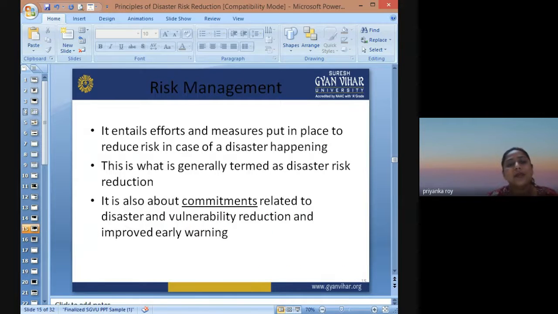Disaster risk management is an essential effort for measures put in place to reduce the risk in case of a disaster happening. This is generally termed disaster risk reduction, and is about the commitment related to disaster vulnerability and risk reduction, involvement, and improvement in early warning systems.